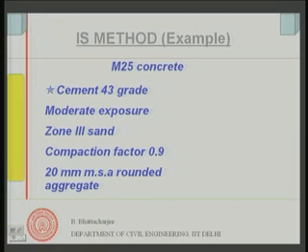So, this is the specification, and also I know the specific gravity of the cement, and the specific gravity of the coarse aggregate and fine aggregates are known. As and when required, I will be using them to explain the Indian Standard method through this example calculation.